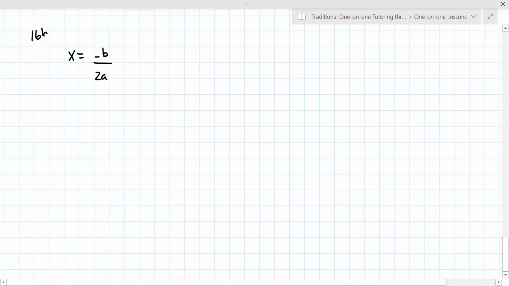And like in 16b, I just want to make sure you see that was minus 44 over 2 times negative 16. That's how you got the 1.375. You know, that was your b and that was your a.